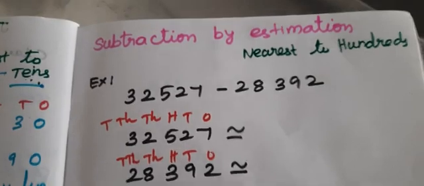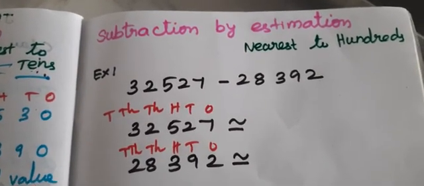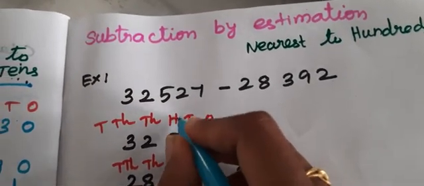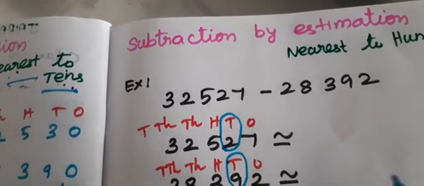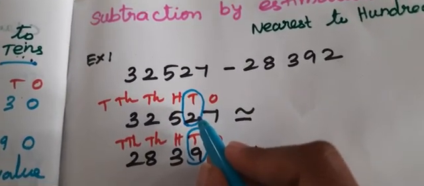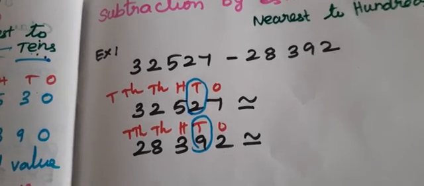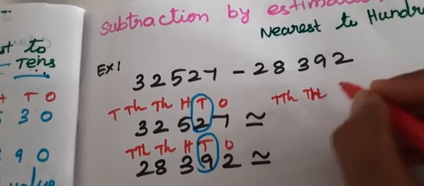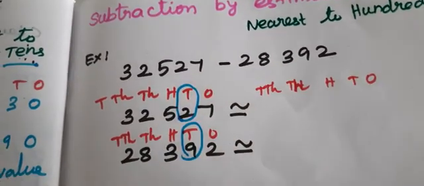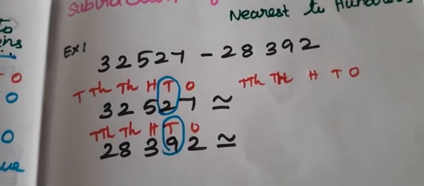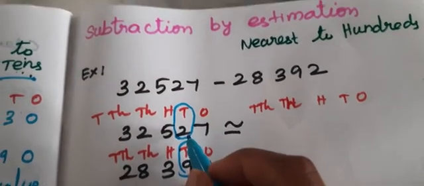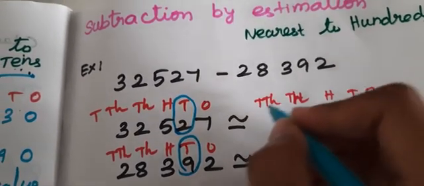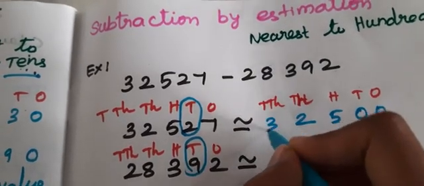Okay, nearest to tens means which digit we have to observe? Nearest to 100 means which digit we have to observe? Yes, it is the tens place. Circle the tens place first. What number is in tens place? 2. 2 is more than 5 or less than 5? It's less than 5. On this side also you should write the places, because we have to arrange the numbers properly. 2 is less than 5, so we have to put 0 in tens and ones place. Remaining, you write as it is. 5 in 100 place, 2 in thousands place, 3 in 10,000 place.